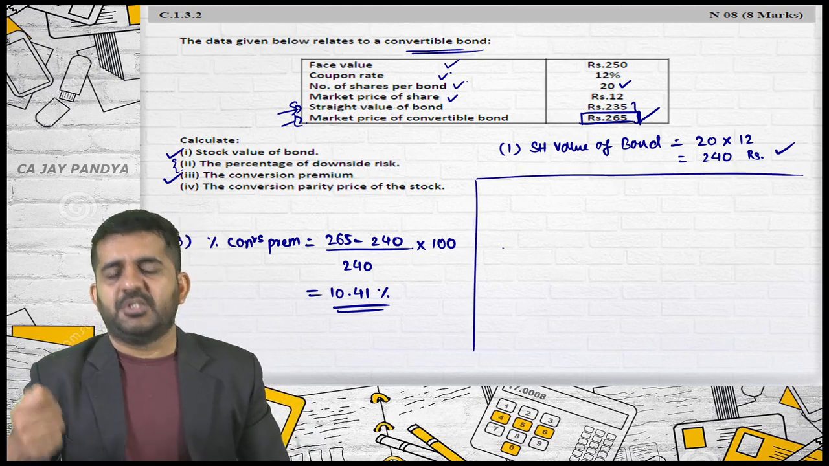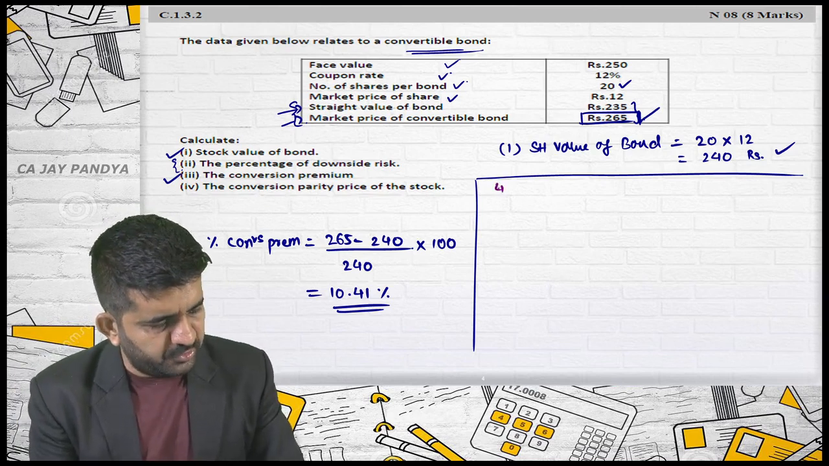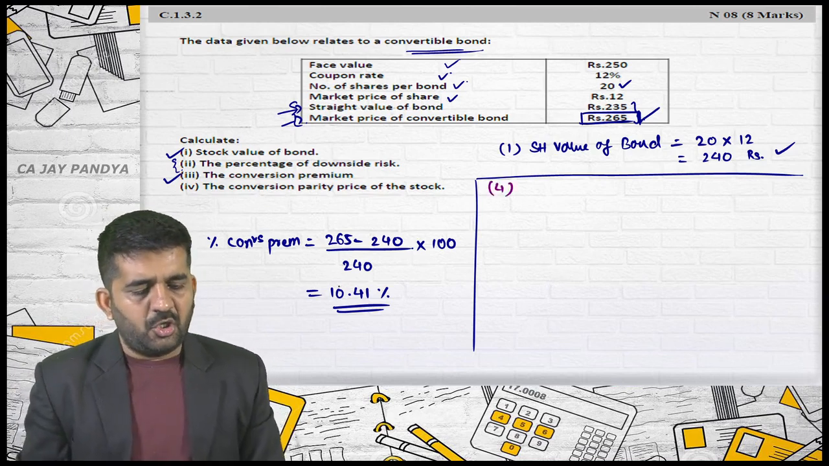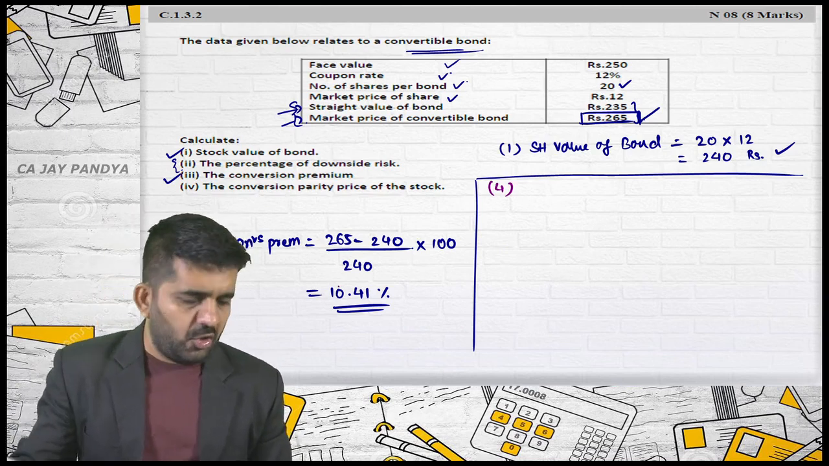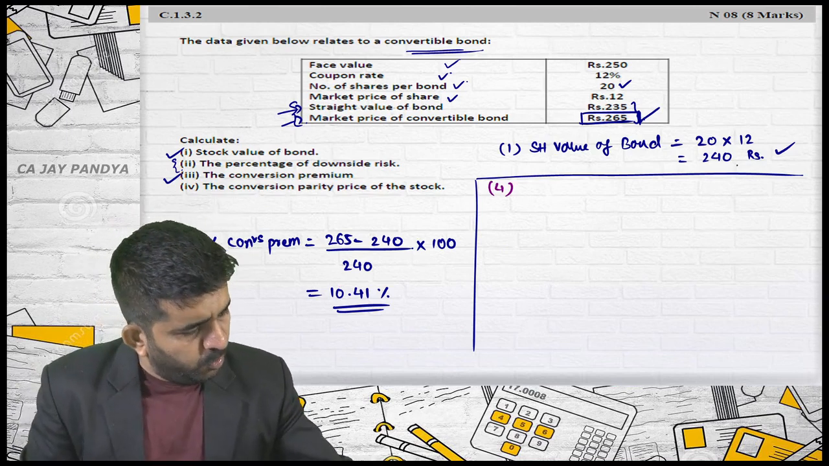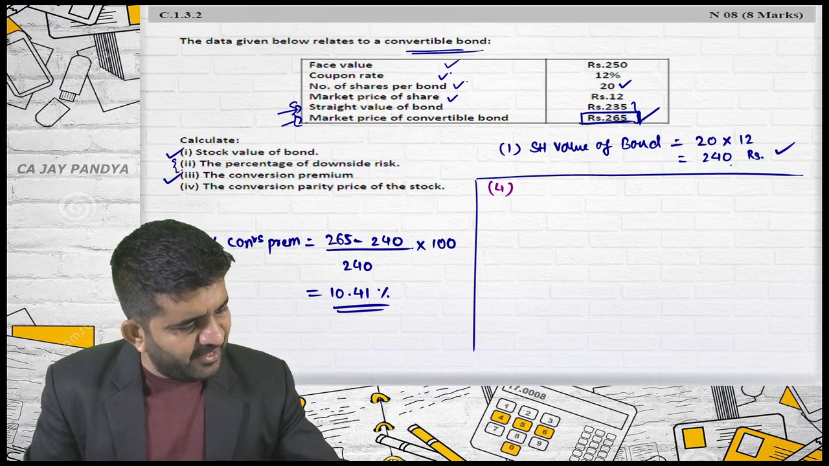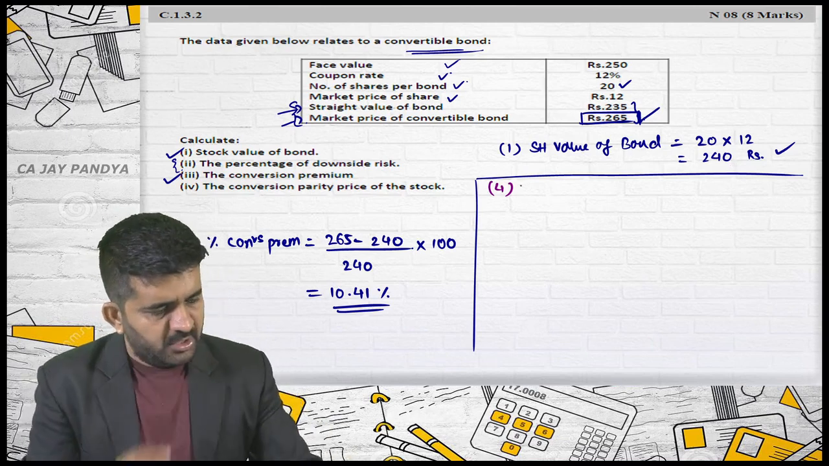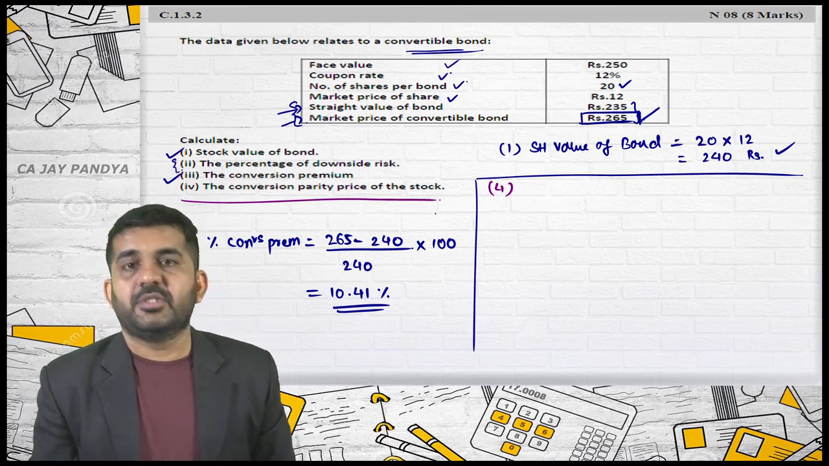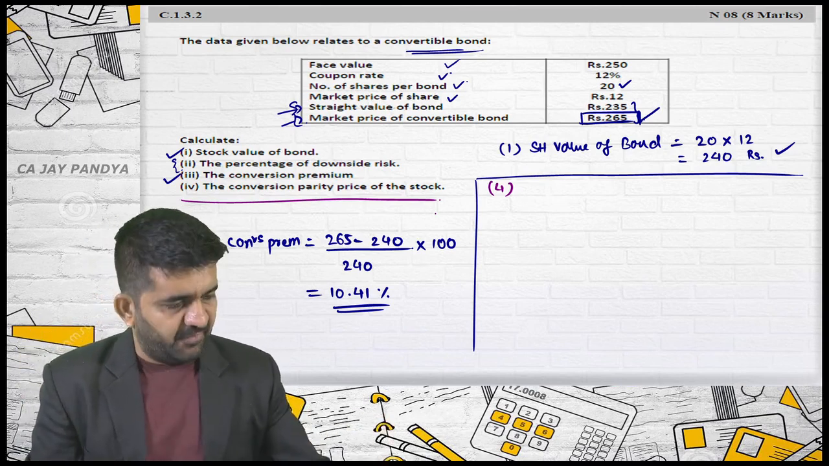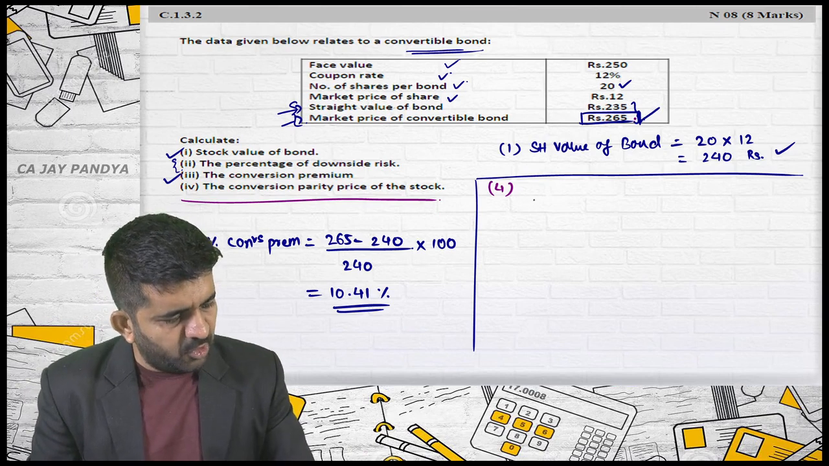Third and fourth is different. Let me first solve fourth. The conversion parity price of the stock. What is the share value of the bond? 240. Is that all? No. I need to find out the conversion parity price of the stock. See, what does this mean? First, let me find out what is the price of the bond? 265.